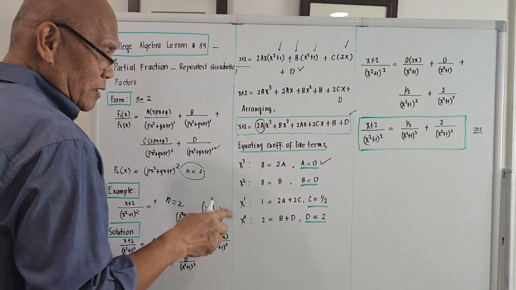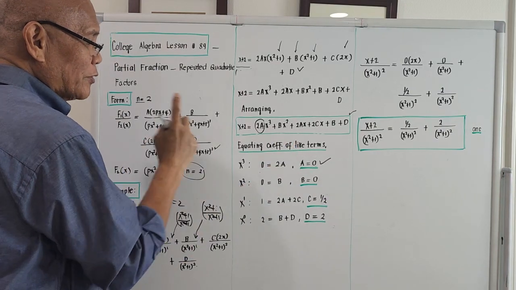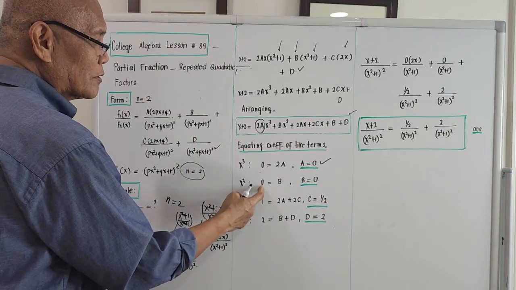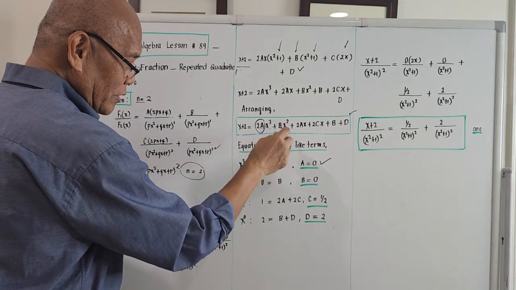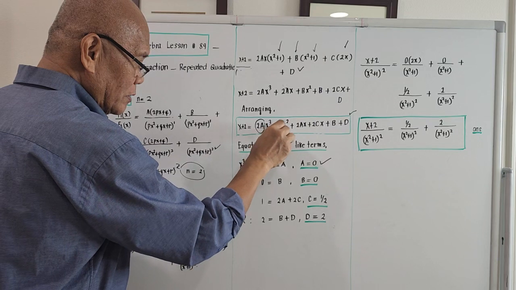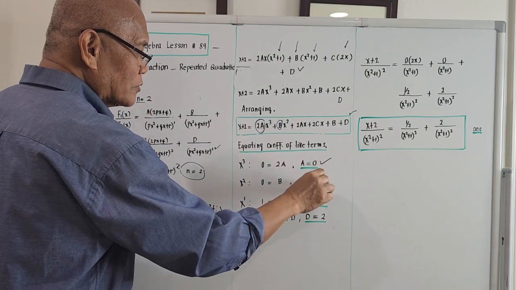The next power of x less than x cubed is actually x squared. For the left hand side, there is no x squared, so the coefficient will be 0. For the right hand side, there is. This is an x squared, and the coefficient is actually b. Right? So 0 is equal to b, therefore b is equal to 0.